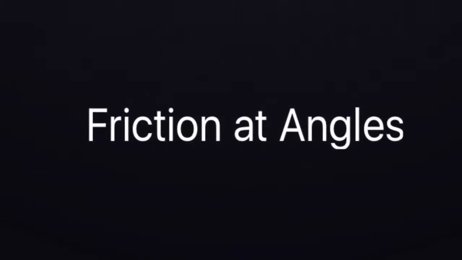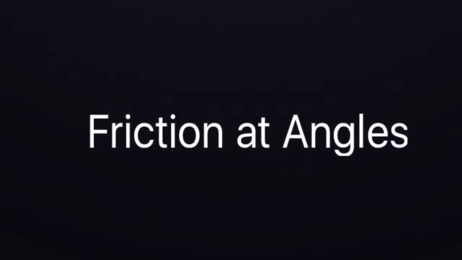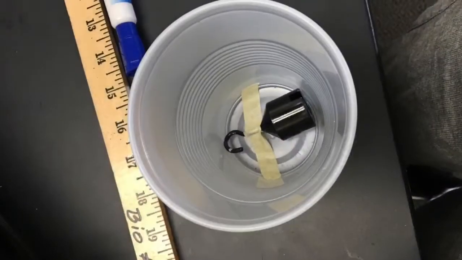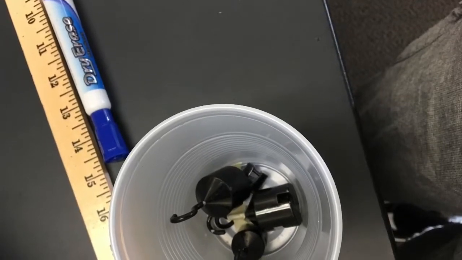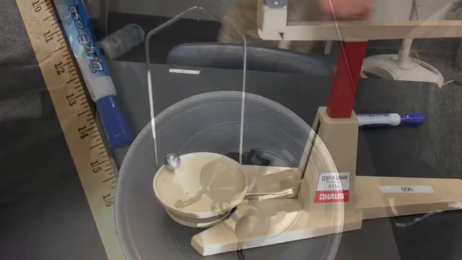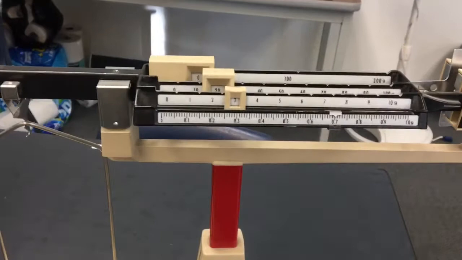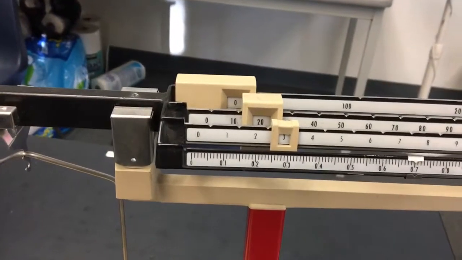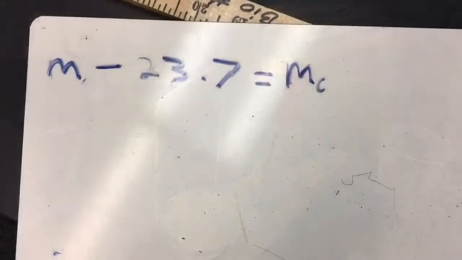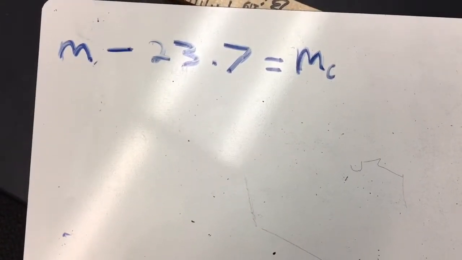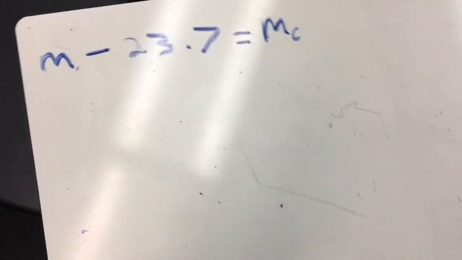In this presentation, we will be discussing friction at angles. In this experiment, we will be testing several different masses in order to get a variety of data. In order to more accurately find the masses of your masses, we'll be taking one of these little steel balls on the scale, and then from there, we will be subtracting that from the total mass that you measured later on.